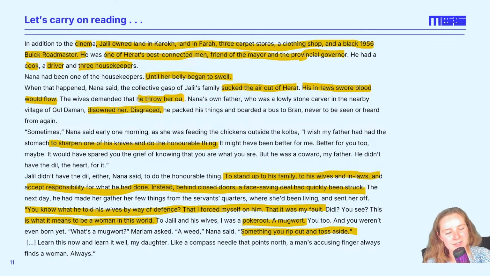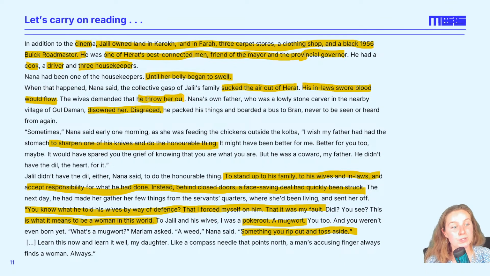She can live on the outskirts of society, actually on the outskirts of the town, on the outskirts of the city of Herat. And notice the juxtaposition here: to stand up to his family, his wives and in-laws, to accept responsibility. No, behind closed doors. So very much in contrast with the public shaming, rejection, violence of Nana. Closed doors, face-saving deal, quickly struck. Jalil is saved.